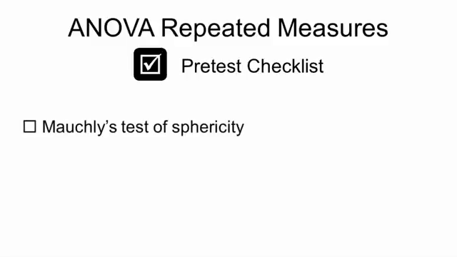The ANOVA repeated measures test has one pre-test criterion, Mauchly's test of sphericity. We'll check for this when we run the ANOVA repeated measures test.